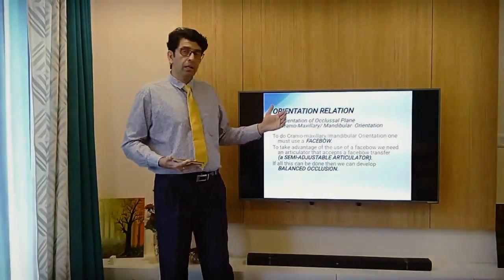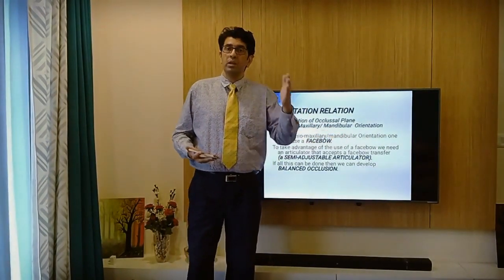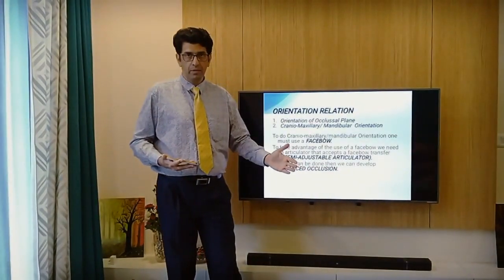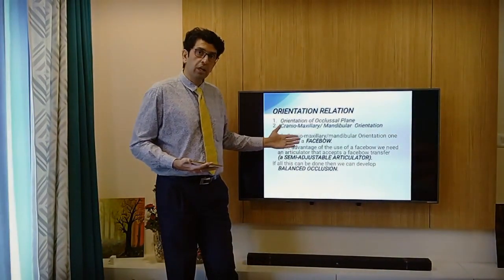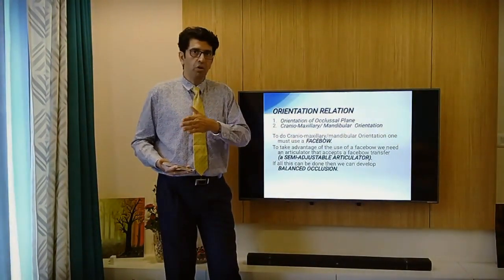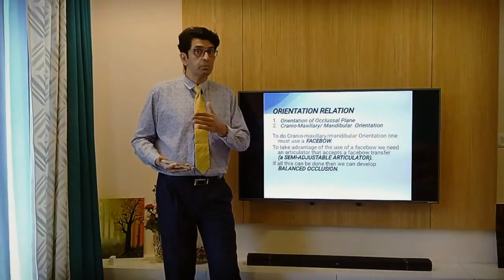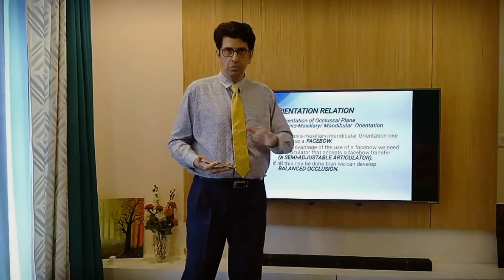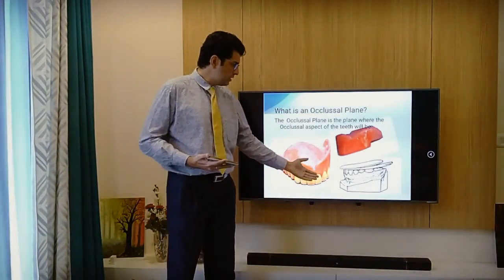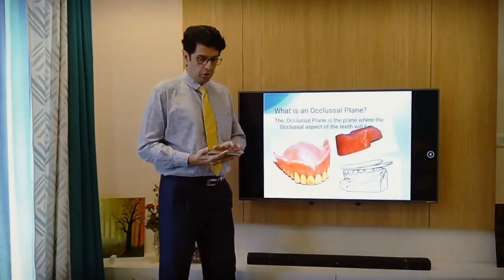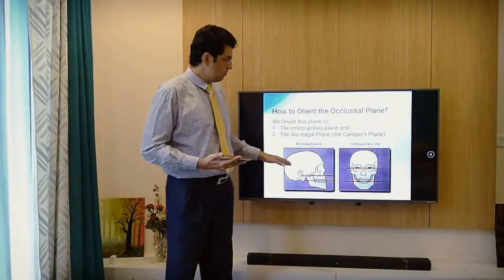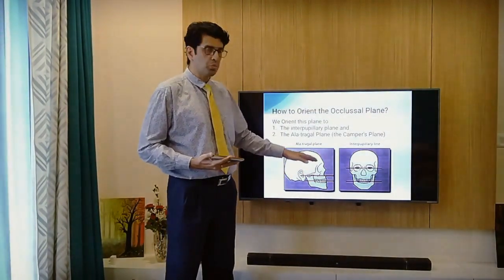Okay? Like I told you before at the beginning, orientation of occlusal plane, we use Fox plane. Craniomandibular relation, we use face bow. So face bow for orientation relation, Fox plane for orientation of occlusal plane. Don't get the two mixed up. Alright, so this is the occlusal plane where the teeth are going to go. That's the occlusal plane on your record block, and we orient this to the interpupillary, right, and to the alar tragus. This is what is important.